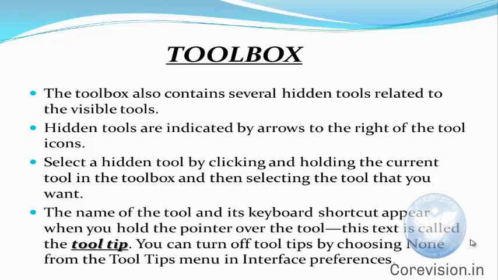What is a tooltip? The name of the tool and its keyboard shortcut appear when you hold the pointer over the tool. This text is called the tooltip. You can turn off tooltips by choosing None from the Tool Tips menu in Interface Preferences.